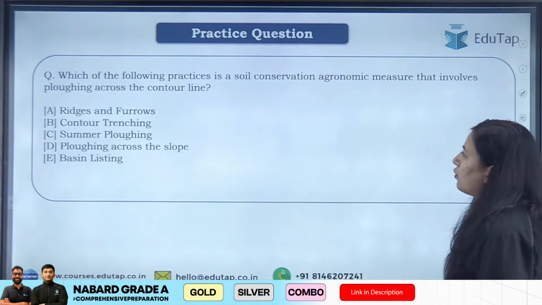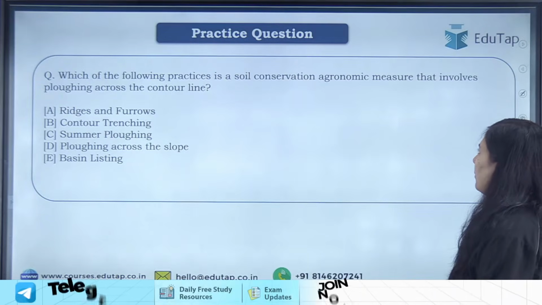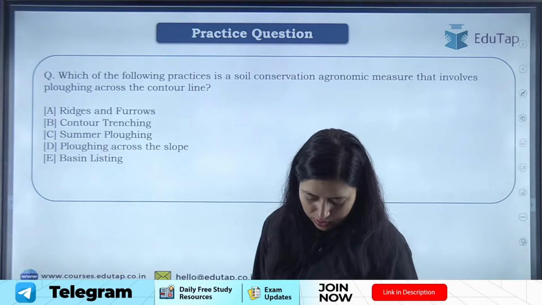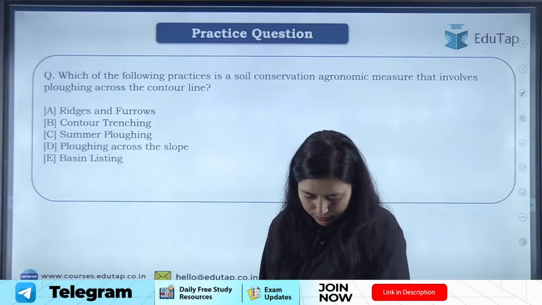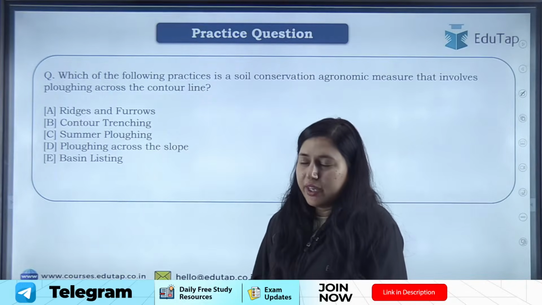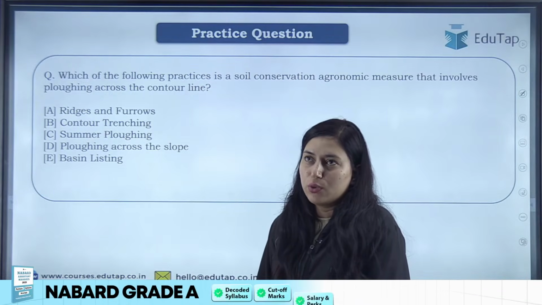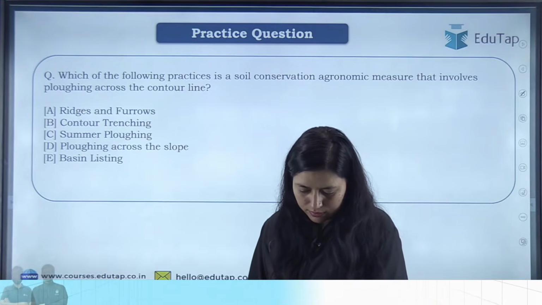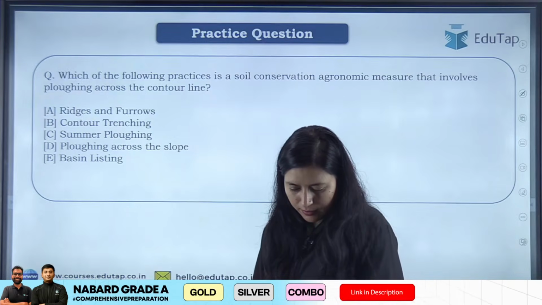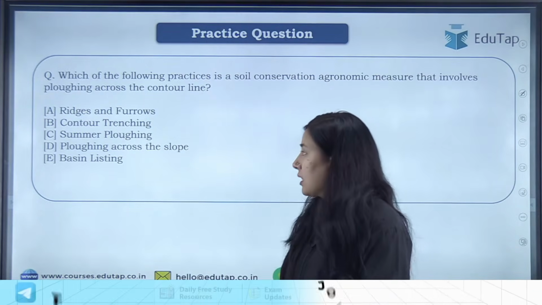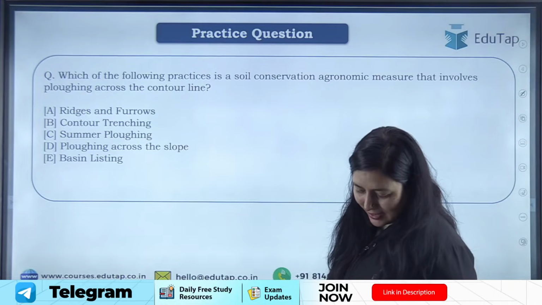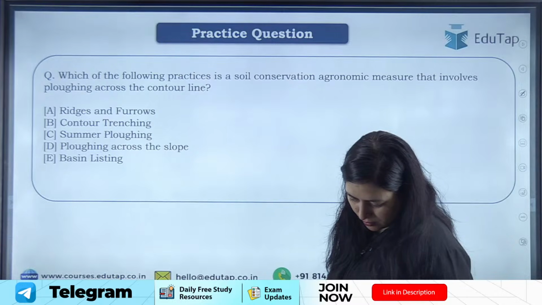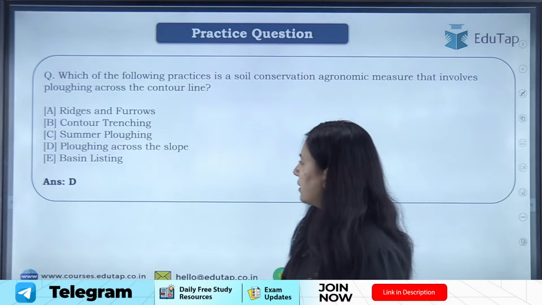Okay, let's go. Which of the following practices is a soil conservation agronomic measure that involves plowing across the contour line? Plowing across the contour line. Okay Akash, you will get the PDF of this by tomorrow, I think by tomorrow or by EOD today you will get it. What will be the answer to this? So basically students, it will be option D, plowing across the slope.